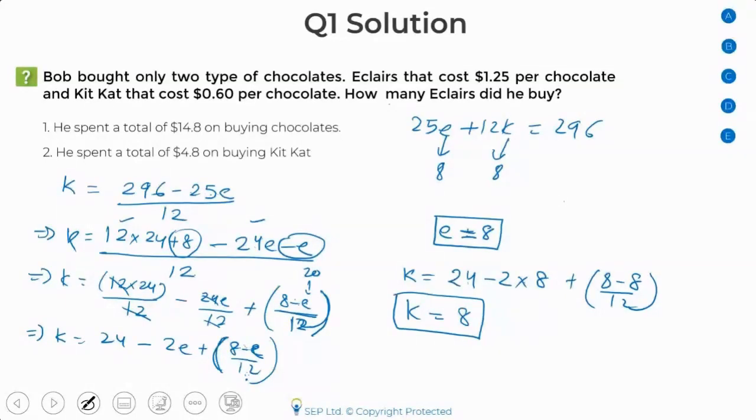Twinkle, that's absolutely fine. Twinkle is saying, I solved this question by subtracting 4.8 from 14.8 and we get 10, that is divisible by 1.25. That's absolutely correct, Twinkle. You can use this method to get the answer.